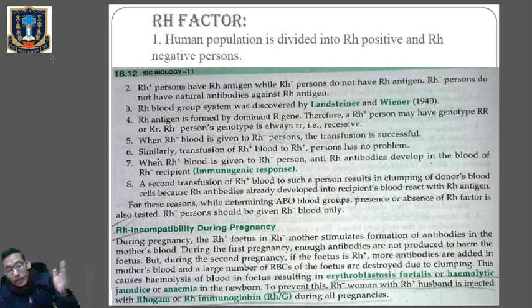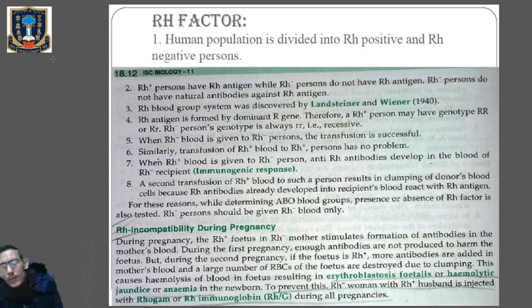But again during the second pregnancy, if the fetus will be Rh positive, then enough antibody will be produced in the mother's blood that will destroy the RBC of the fetus, leading to the clumping, and this will cause the hemolysis of the blood, which is also called erythroblastosis fetalis or hemolytic jaundice or anemia in the newborn.